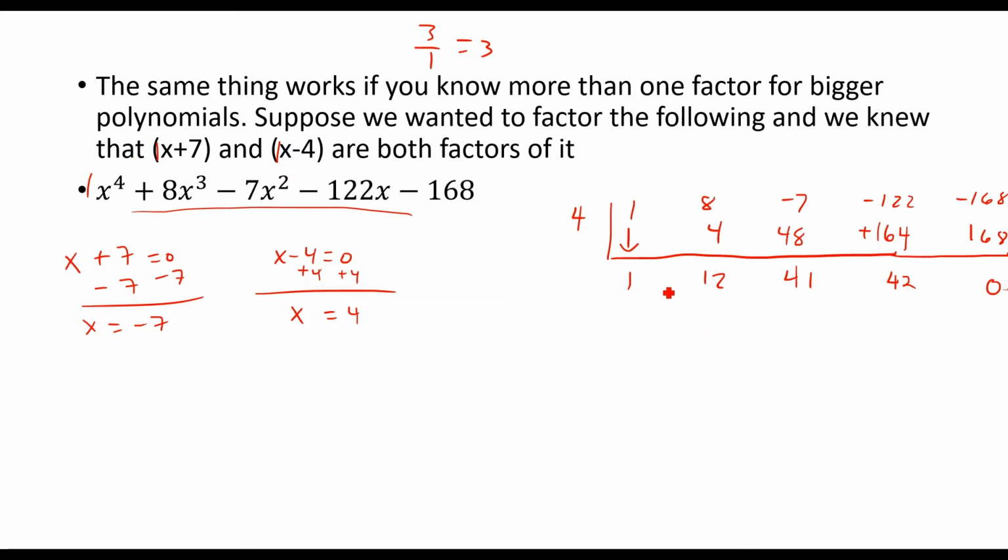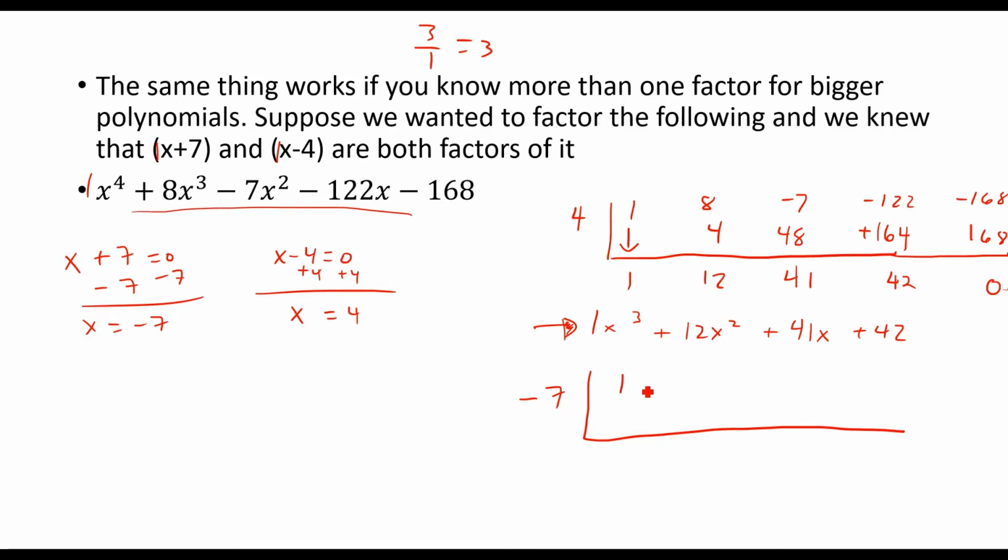Okay. So, 1, 12, 41, and 42 actually stand for 1x cubed plus 12x squared plus 41x plus 42. It doesn't matter that you write it down like this at all, because we're going to end up using those numbers, the coefficients, once more. So you don't do it with the original values, you do it with the new values, and you're going to use that negative 7 now. Or if you started off with negative 7, you would use the 4 at this point. Okay, so we'll have 1, 12, 41, and 42.